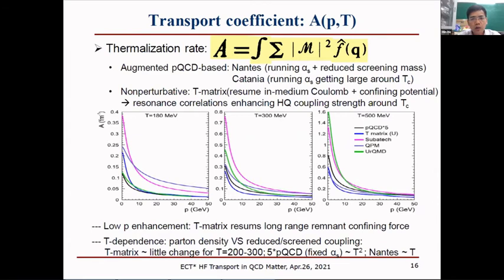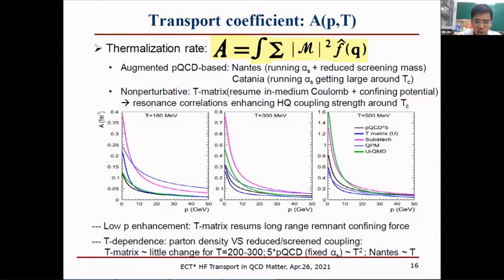Then transport coefficients. Here, the thermalization rates as a function of both momentum and temperature. So in many models, the transport coefficient was calculated through a modified pQCD version. For example, in the Nantes model, it uses running coupling alpha_s and reduced screening mass. But in the Catania model, it uses the alpha_s, also running alpha_s, that is getting large around Tc. And in the TAMU model, the transport coefficient was calculated non-perturbatively using the T-matrix that resums the medium Coulomb plus confining force.